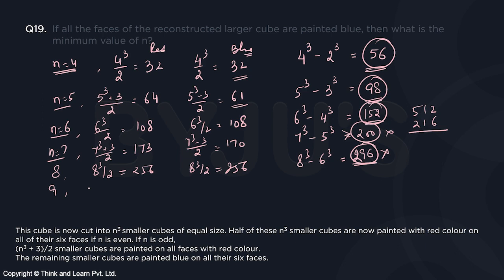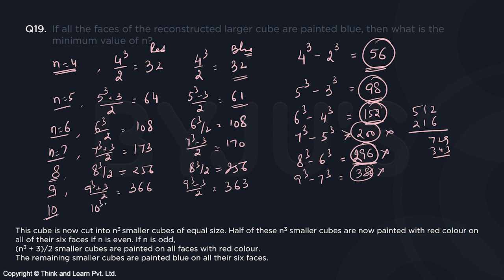So 729, that is 9 cube, plus 3 divided by 2, that is 732 by 2 is 366. So how many of them are blue? (9 cube minus 3) divided by 2, that is 363. And 9 cube minus 7 cube, it is equal to 729 minus 343. So 729 minus 329 would have been 400, and 400 minus 14 more, it is giving me 386. Even this is greater. Oh God, it's a large question, long question.